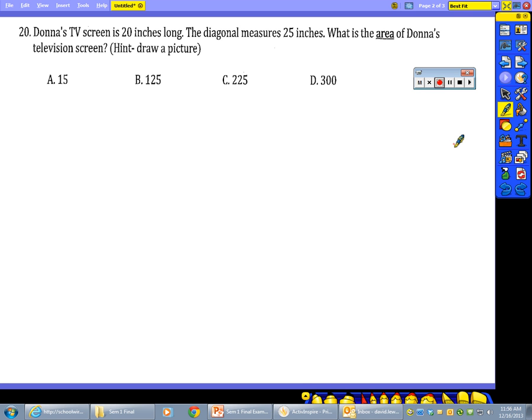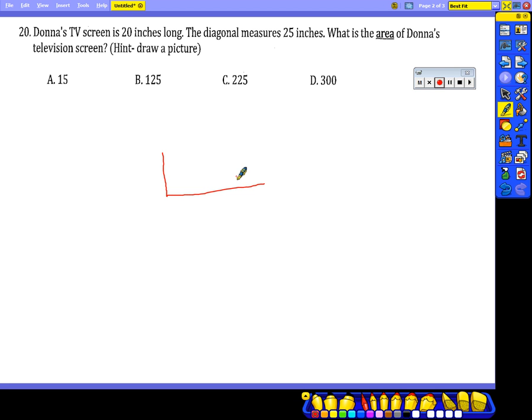This is a tricky question, and because they're asking for the area. Donna's TV screen is 20 inches long. Let me draw it out. Here we go. Here's my TV, and it's 20 inches long. The diagonal measure is 25 inches. Wow, that is not a straight line. 25 inches. Okay. What is the area?